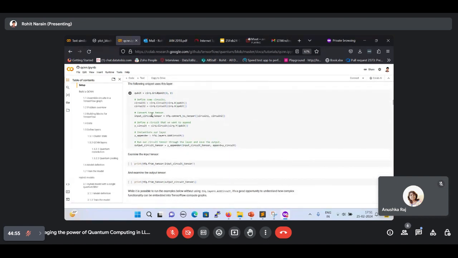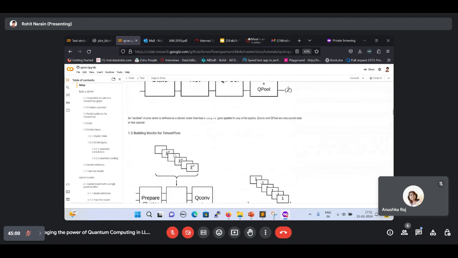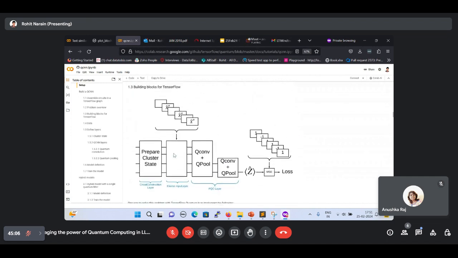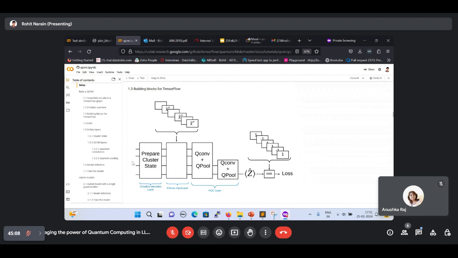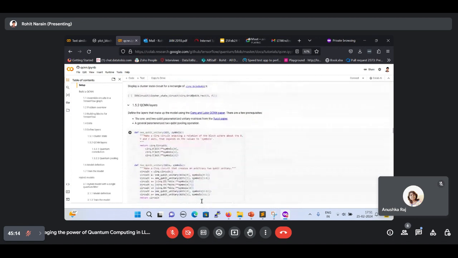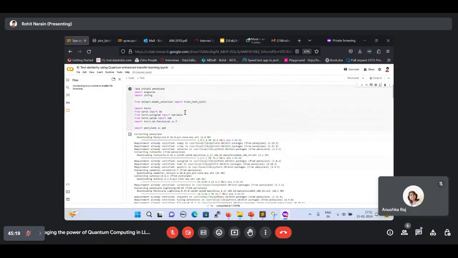If you run that code, it will create some qubits for you, and then you will see the outputs like this. This is the overall architecture of how this quantum circuit is going to work. Now I am going to show you a whole demo of how quantum transfer learning actually works. If I run this code here, it will first install all those dependencies and import these libraries. It will usually take just 1 or 2 minutes, right?